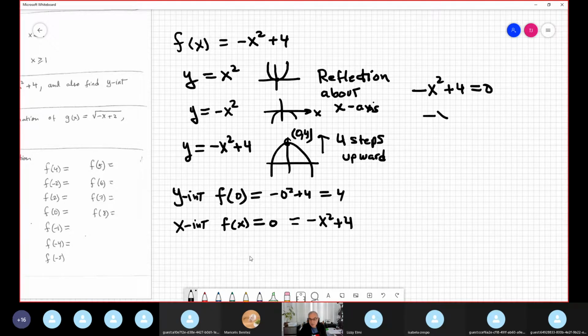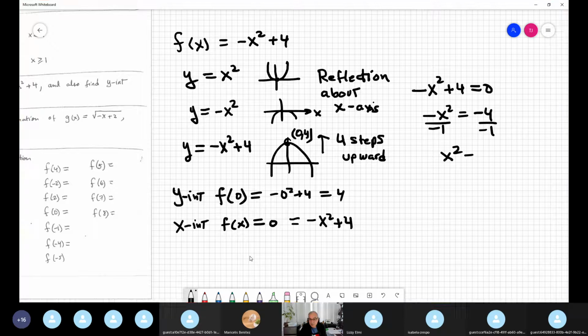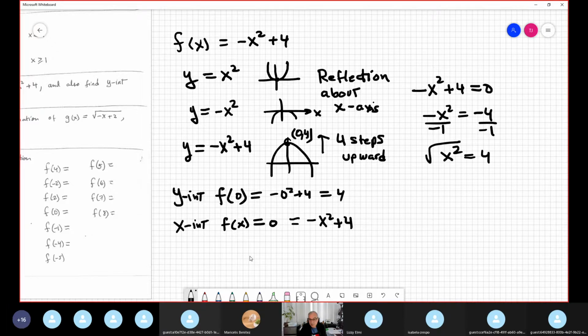Minus x squared is equal to minus 4, divided by negative 1 on both sides. X squared is equal to 4. Take the square root of both sides; it's an easy quadratic equation that you solve by the square root method. X alone is equal to plus or minus 2, because the square root of 4 is plus or minus 2. So actually, we have two x-intercepts, the points 2, 0, positive, and negative 2, 0. And remember the y component, you suppose it is 0 at the beginning, look.